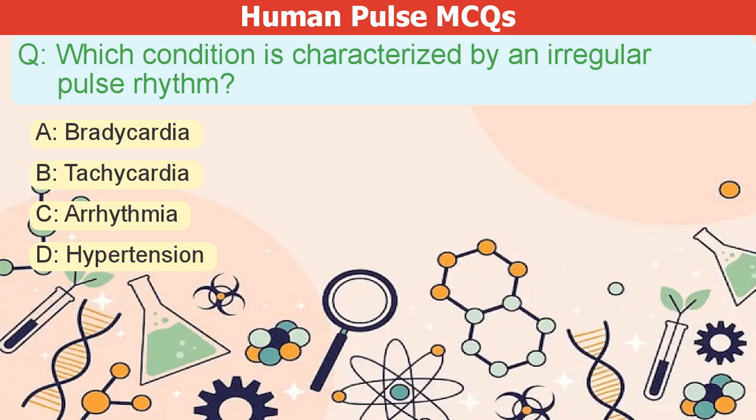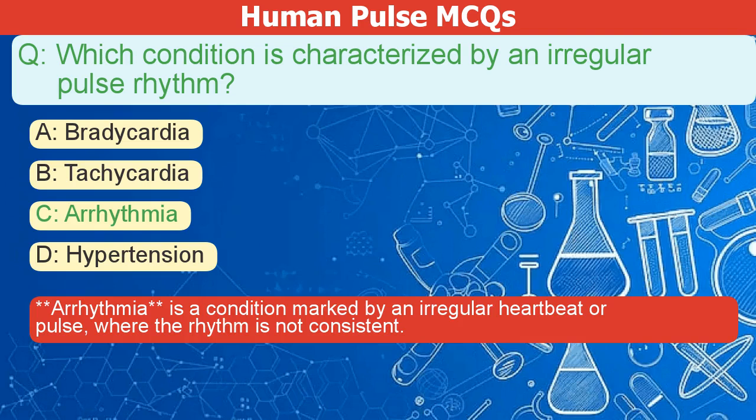Which condition is characterized by an irregular pulse rhythm? A. Bradycardia. B. Tachycardia. C. Arrhythmia. D. Hypertension. The correct answer is C. Arrhythmia is a condition marked by an irregular heartbeat or pulse, where the rhythm is not consistent.